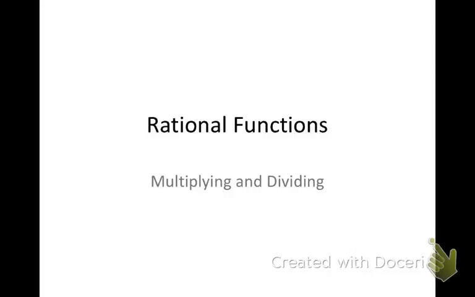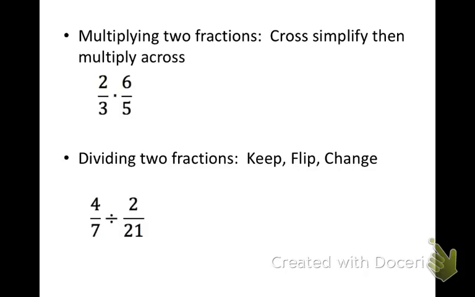Multiplying and dividing rational functions. Okay, first of all, let's talk about how to just multiply and divide fractions. For multiplying two fractions, you cross-simplify and then you multiply across. Cross-simplify just means to look at 2 and 5 and see if they simplify by anything. Nothing divides 2 and 5, so we can't simplify those.